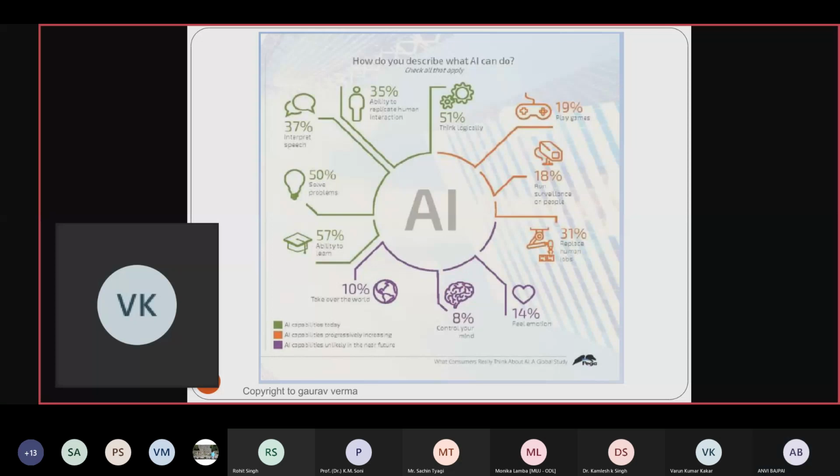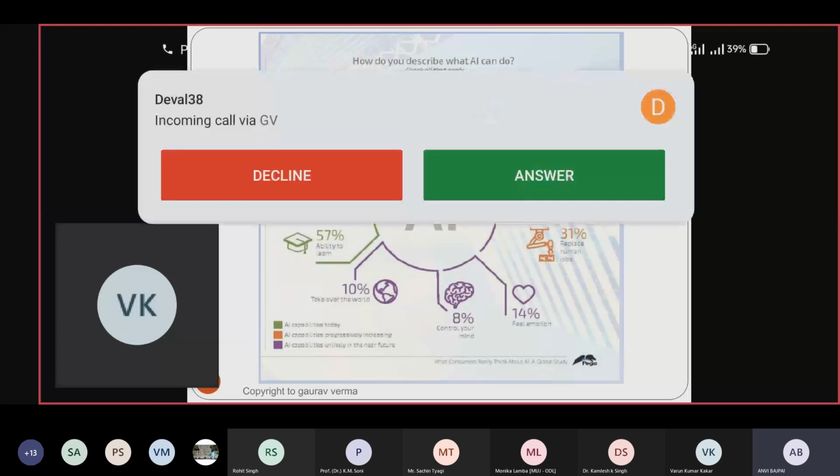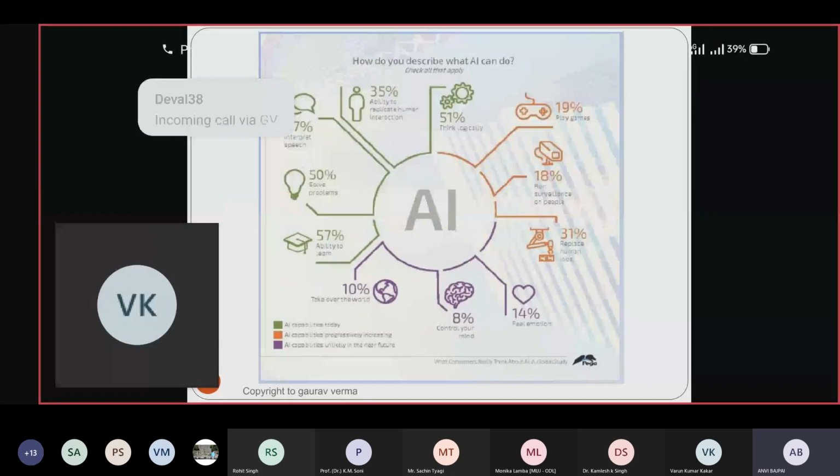However, this graph will tell you the scenarios. There is a green scenario, there is a blue scenario, and there is an orange scenario. Green, blue, and orange are three colors representing AI: green representing the AI capabilities of today, this red or orange representing AI capabilities progressively increasing, and this blue representing AI capabilities unlikely in the near future.